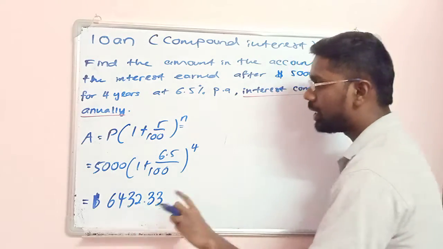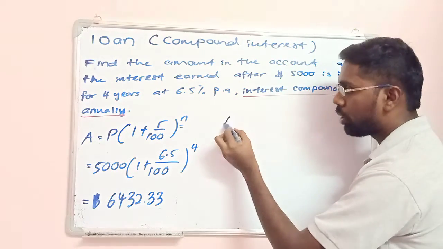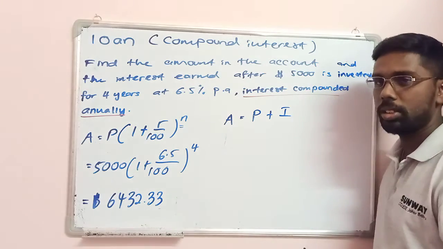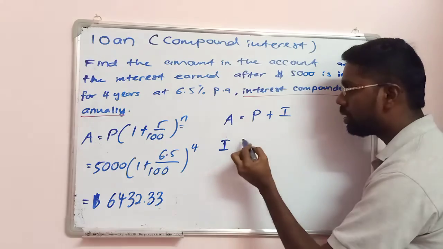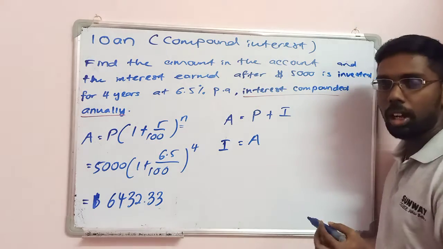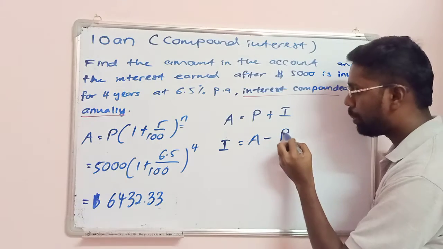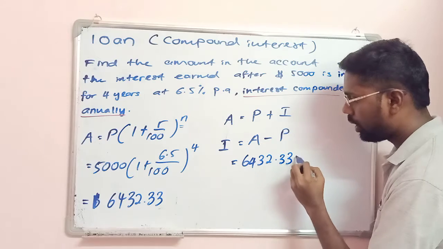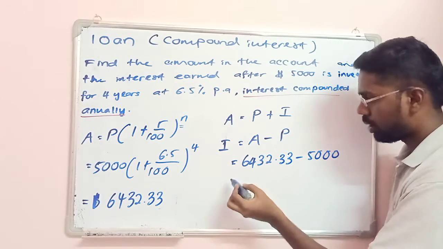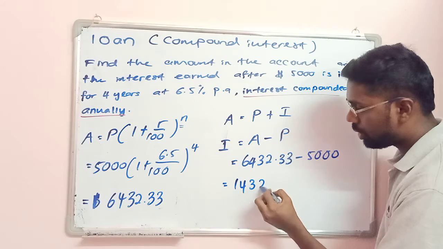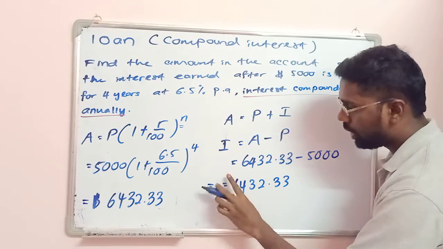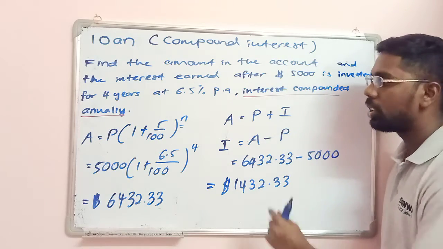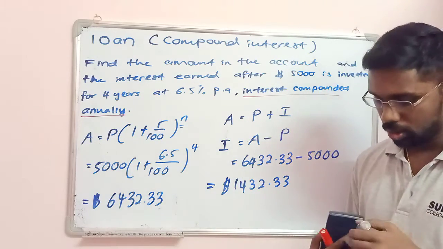This total amount includes the principal plus the interest earned. Therefore, the interest earned is equal to the total amount in the account minus the principal, which is 6432.33 minus 5000, which is 1432.33. So this will be the total interest that we earned on this investment.